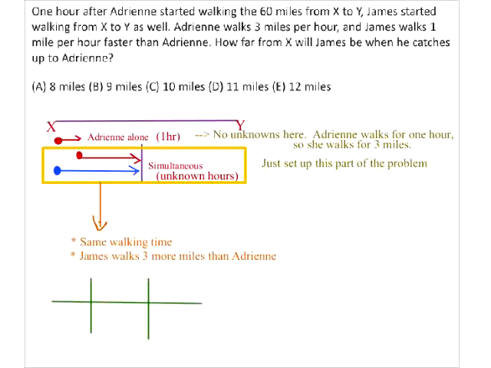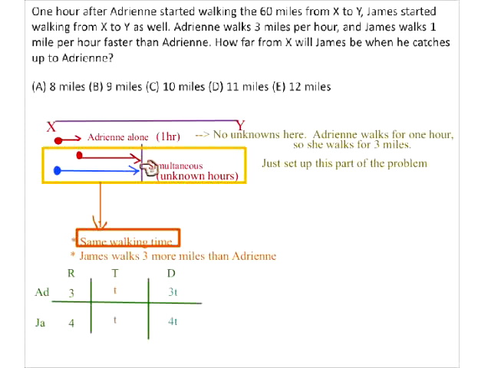So these are still 3. This is going to be Adrian and James. And this is going to be rate, time, distance. These are still 3 and 4. But now it's the same walking time. So we can just let this be t, and so this will also be t. That makes this 3t and 4t.